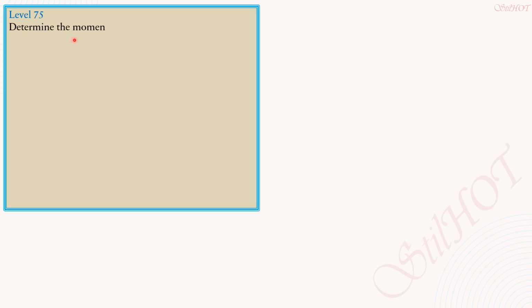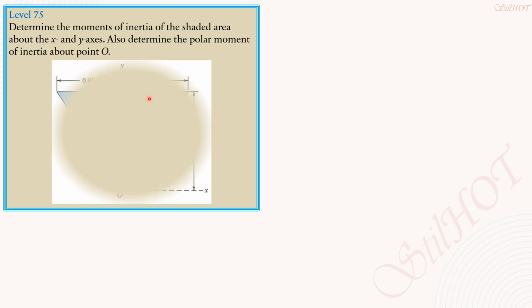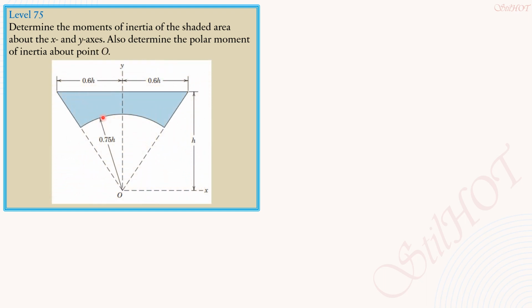Problem 75. Determine the moments of inertia of the shaded area about the x and y axes. Also determine the polar moment of inertia about point O. So here is the given figure. For our solution, we will call this angle alpha.